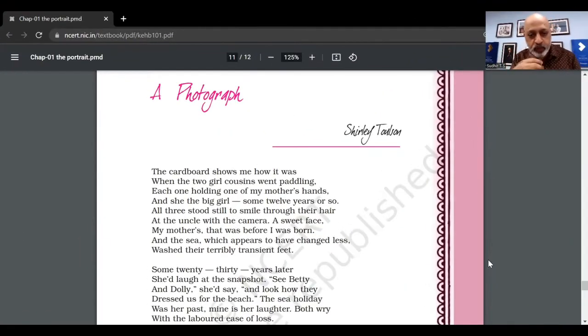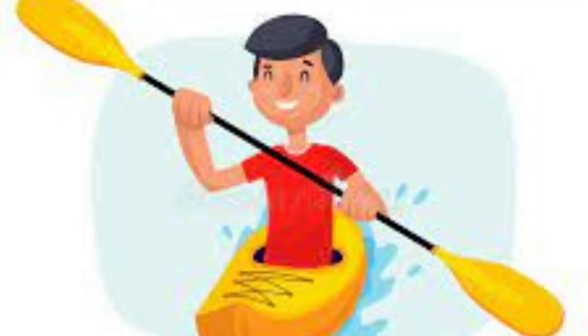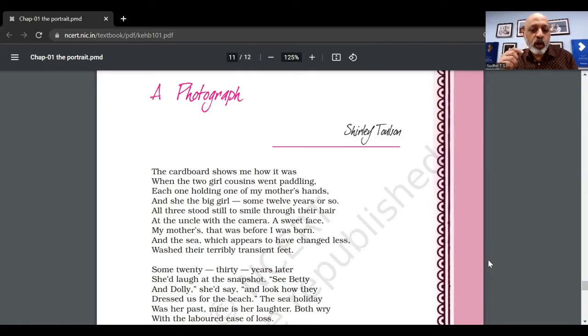The cardboard shows me how it was when the two girl cousins went paddling. Paddling is to kind of go through a body of water in a pond or a lake with the help of a paddle. Paddle जिससे कि उसको that whatever boat etc. you are on to move it. Each one holding one of my mother's hands, and she, the big girl, some 12 years or so. So she was the bigger, or she was elder to both her cousins.